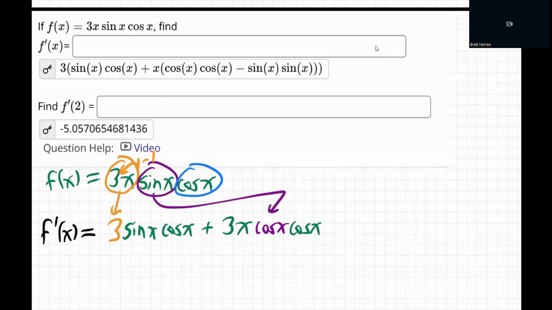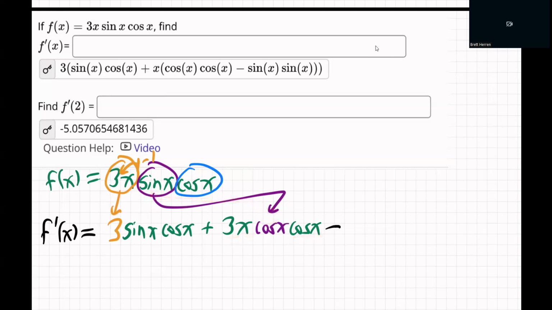Does this make sense, what's happening? We did the first part. There's three terms here. Did the first one, 3x became 3. The other two stay as they are. Then it's the second one's turn. The derivative of sine is cosine. The other two stay as they are, the front and the back.